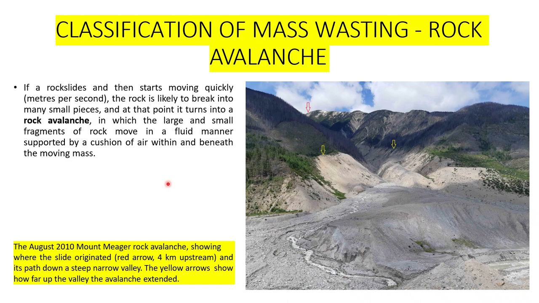And the part about the cushion of air is particularly interesting that we mentioned here. As you know, the air cushion helps to reduce friction between the moving mass of rock and the ground, which allows the rock avalanche to travel much faster than a traditional landslide. So this is a kind of mitigation way.